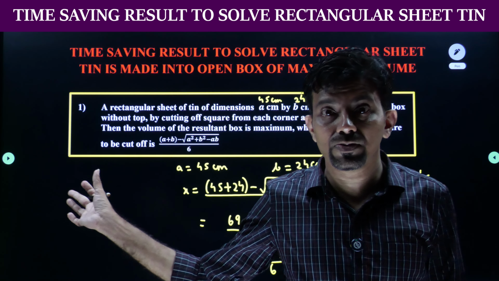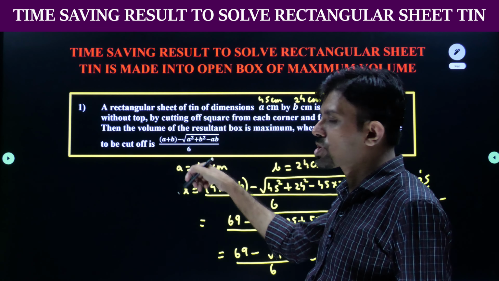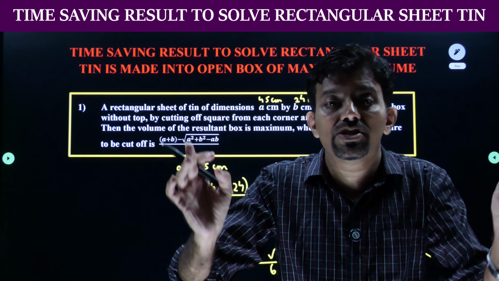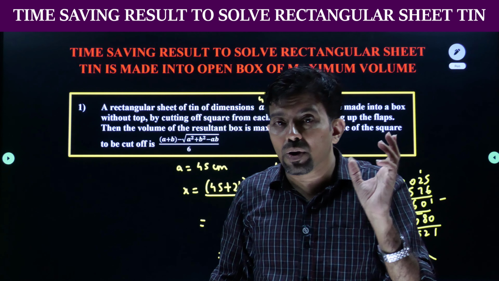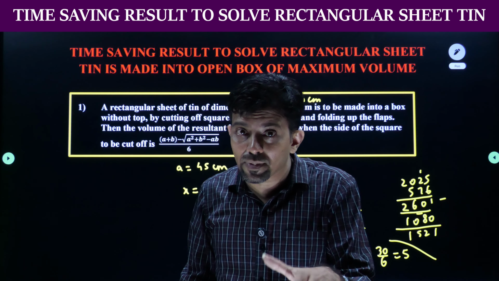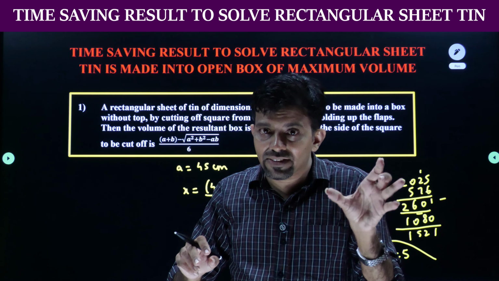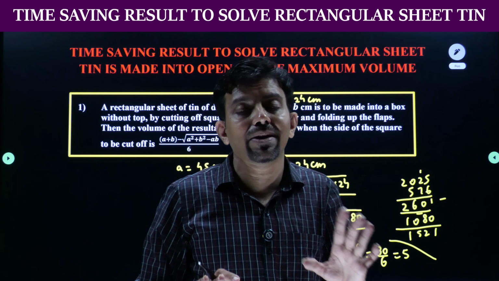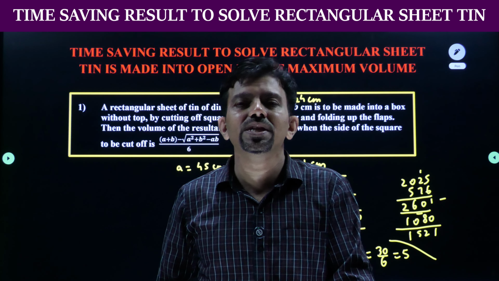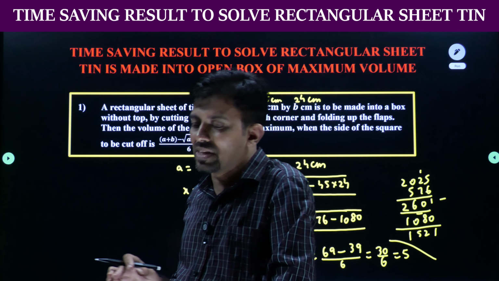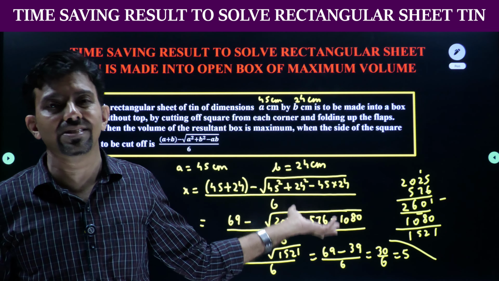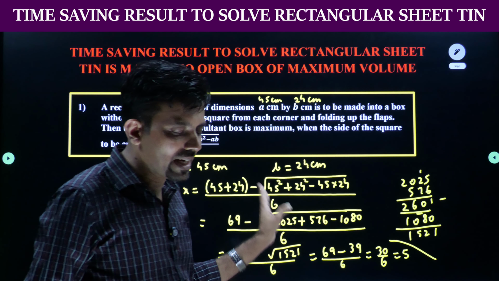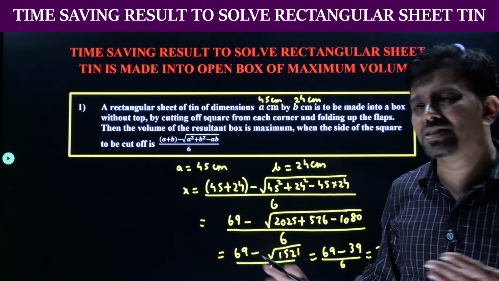Already in the JEE exam also this same kind of question is asked. In general they ask this question, okay. So remember, the side of the square to be cut off from each corner when a rectangular tin sheet is given and converted into a box without top, the volume of the box is maximum when x, the side of the square to be cut off, is equal to a plus b minus root of a square plus b square minus ab divided by 6. We can get the answer within 15 to 20 seconds. A little bit of calculation is there if the numbers are big, like 45 square, 24 square, but you take the square root of that number and get the answer. You can get the answer within half a minute, 30 seconds.